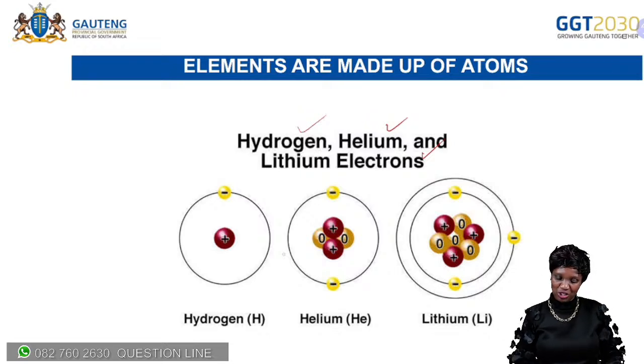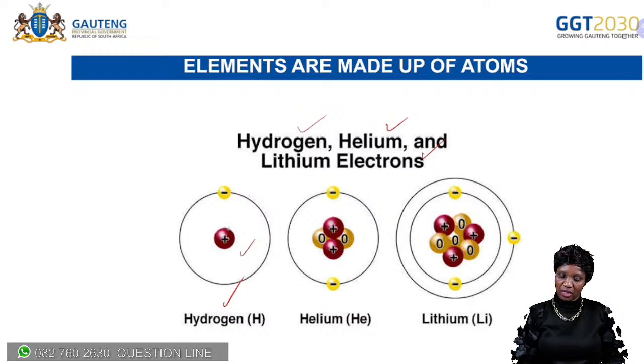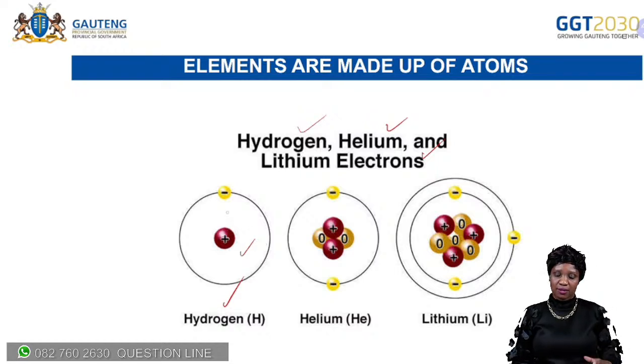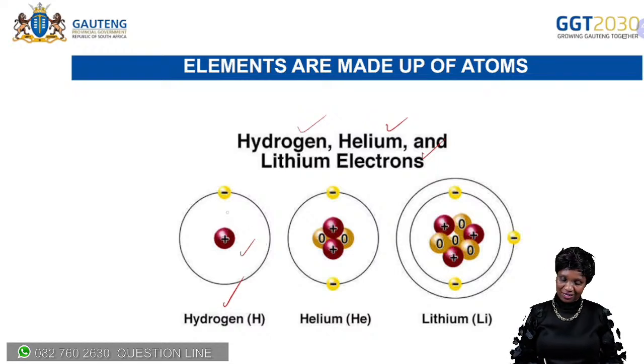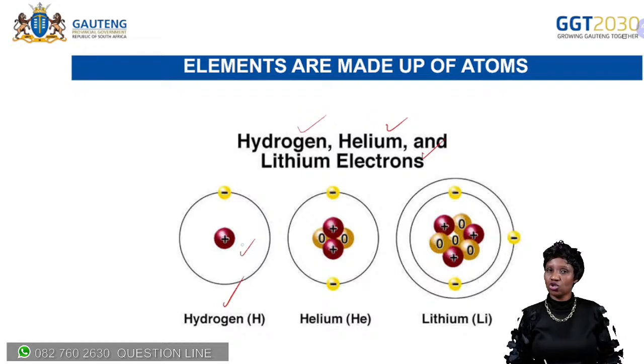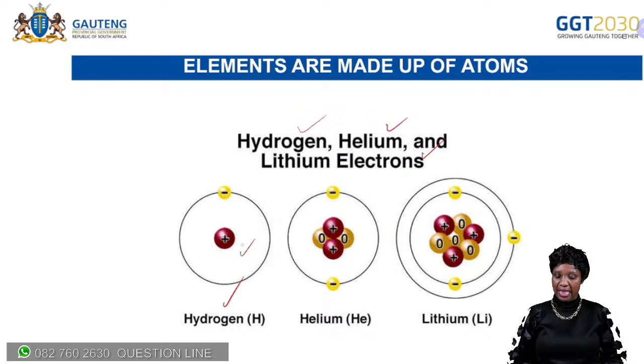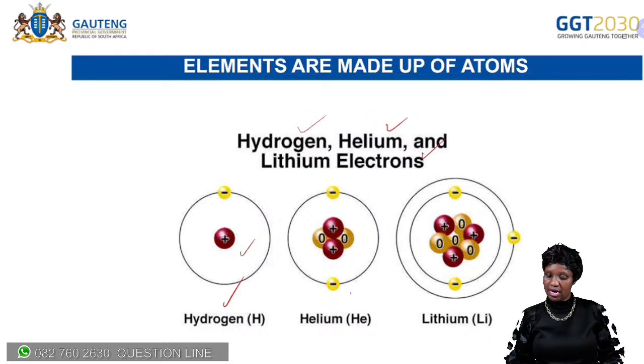And then with hydrogen, remember hydrogen has got the atomic number what? 1. Yes. This is hydrogen. These are the subatomic particles of hydrogen. It has got 1 proton and also 1 what? 1 electron. Okay. And then we also have helium and we also have lithium.